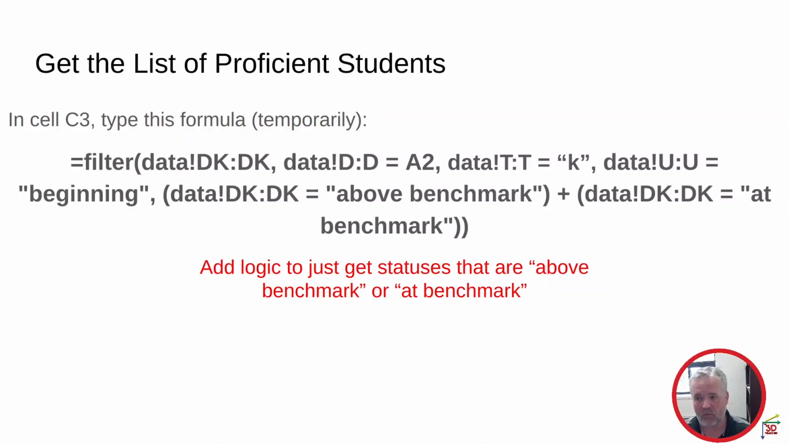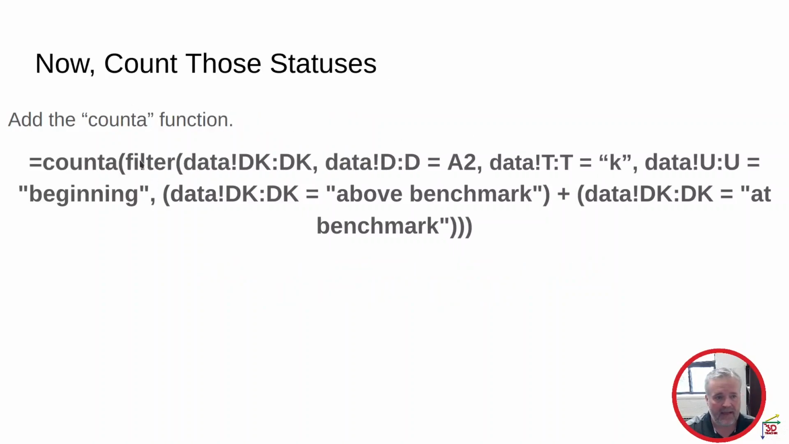We just added one more condition to it, that they either have above benchmark or at benchmark. And so you can already see what we're going to do on this. We're going to count it. So you add the COUNTA function again. So COUNTA, parentheses, and then add a parentheses at the end. And when you hit enter, you're going to get a smaller number than the first number that you got, because this is just your number of kids who are at or above benchmark.